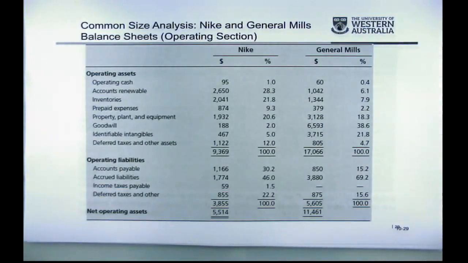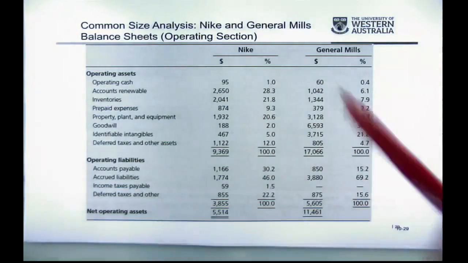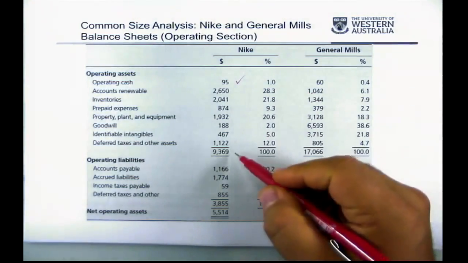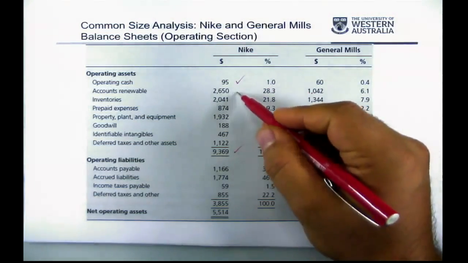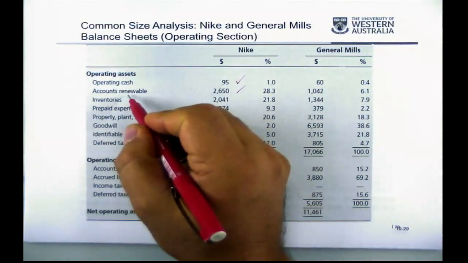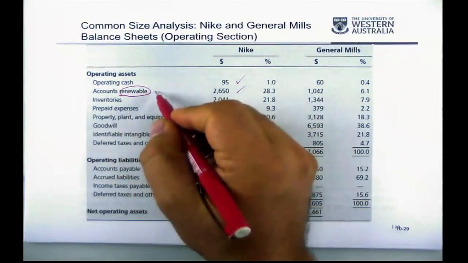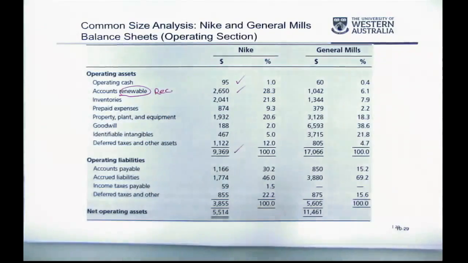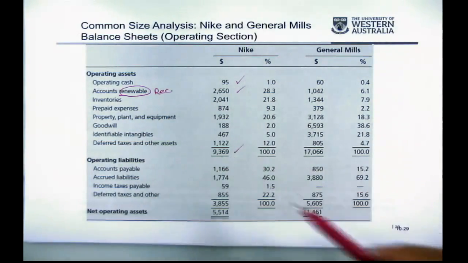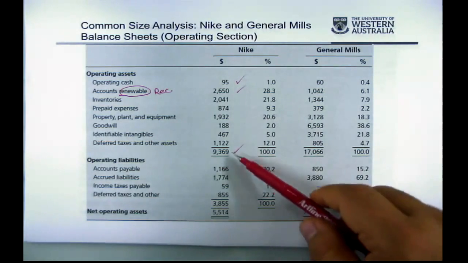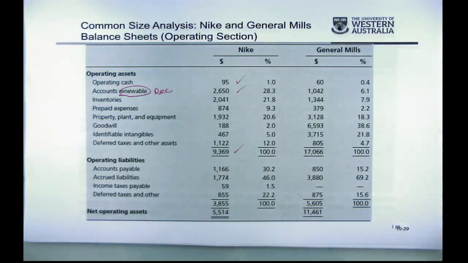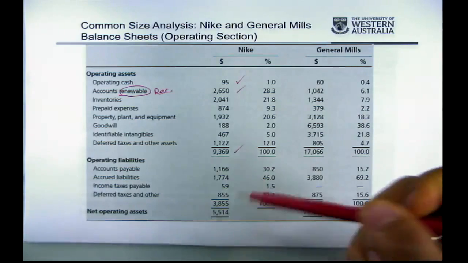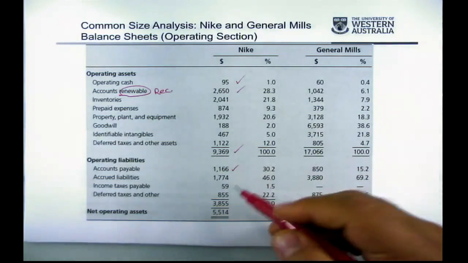And this is the common size analysis for the balance sheet of the two companies. This is the operating section. Each operating asset is divided by the total. So we divide the operating cash by the total operating assets. We divide the accounts receivable. This is receivable, not renewable. This is a typo. This is accounts receivable. We divide it by the total operating assets. And we do the same for the operating liabilities. We divide each operating liability by the total.